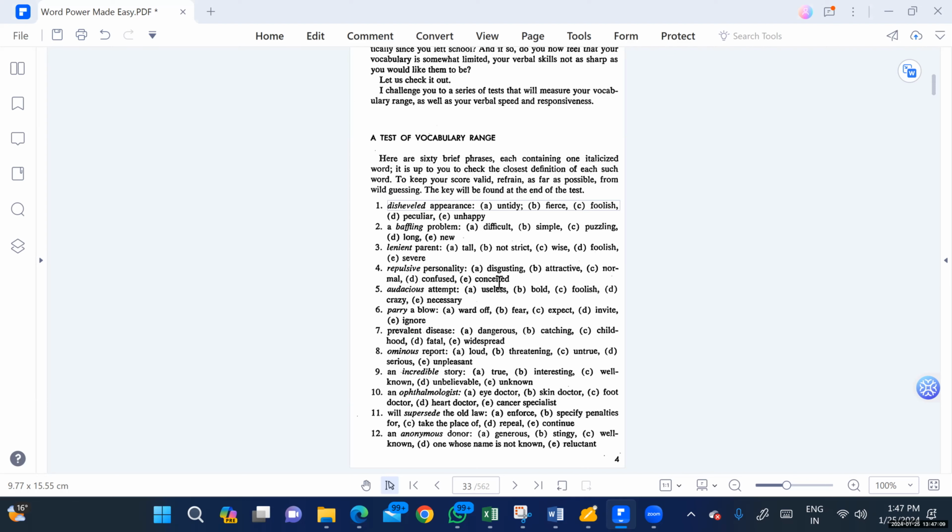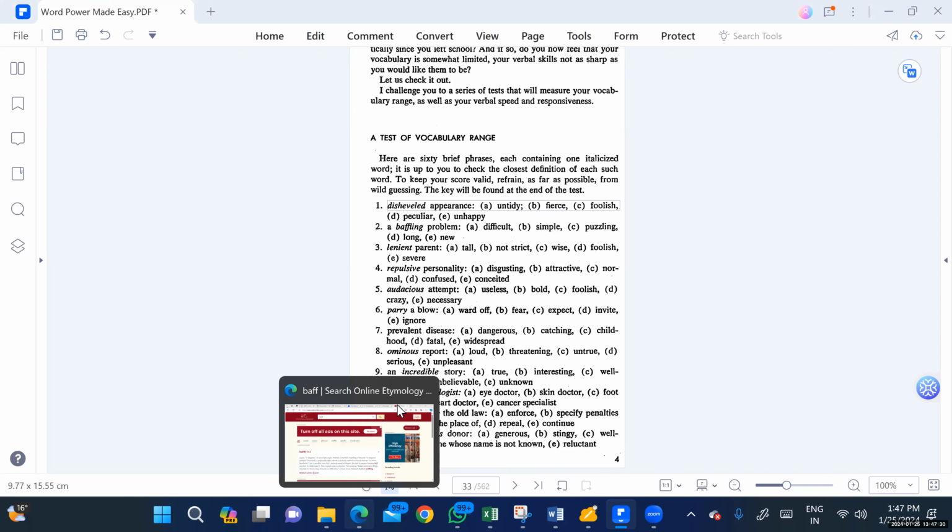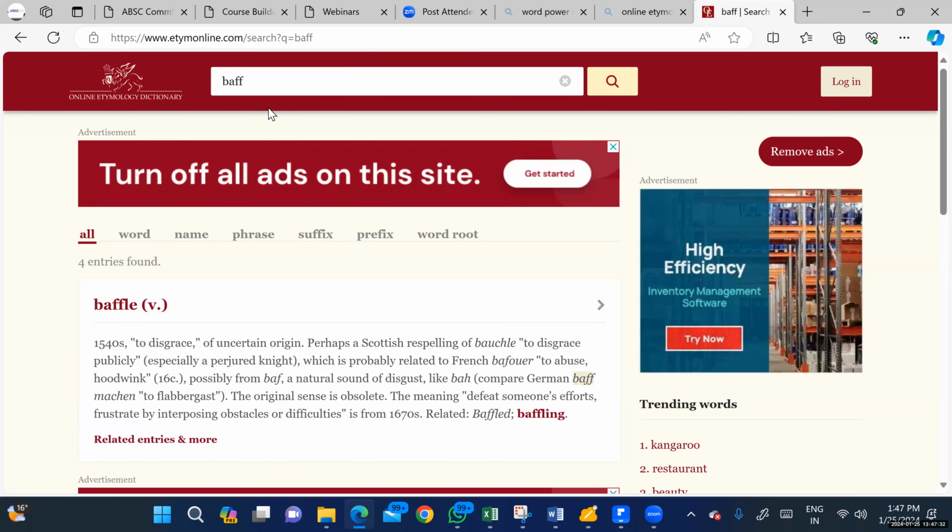Which word will it be here? Which is the right word? May I, sir? Yes, please. Sir, attractive. Okay. Now let's break the word. Re is sort of a prefix in itself. So what is the positive? Let's see the etymology, the root word. How did this word become repulsive? Where is this word from?